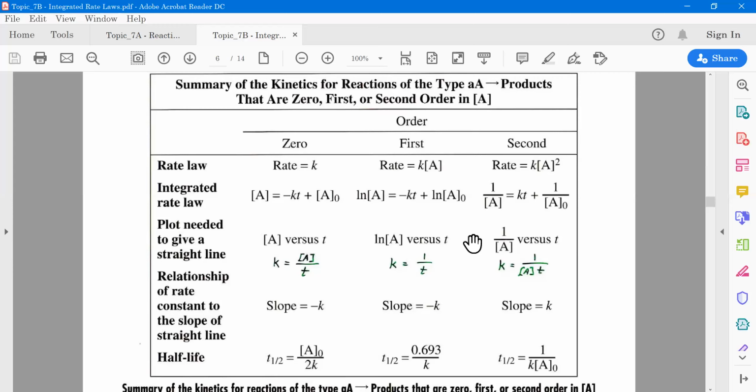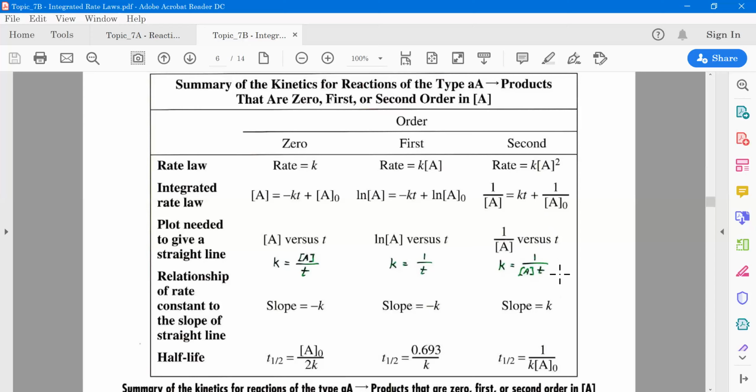So these are the things we just talked about. Those are the plots that are needed to give a straight line. And from each of these 3, which I wrote in here in green, the rate constant for each of the 3 cases can be found simply by looking back at those integrated rate laws. The rate constant for a 0 order reaction is simply the concentration of A divided by time, which will be a constant, because as the time goes up, the concentration goes down. For a first order reaction, the rate constant is simply 1 over the time. And for a second order reaction, the rate constant is 1 over the concentration times time.